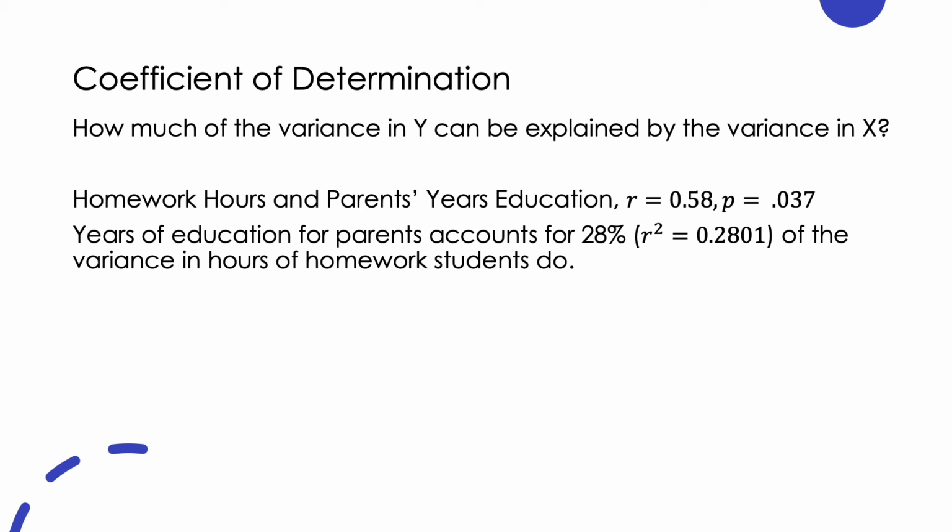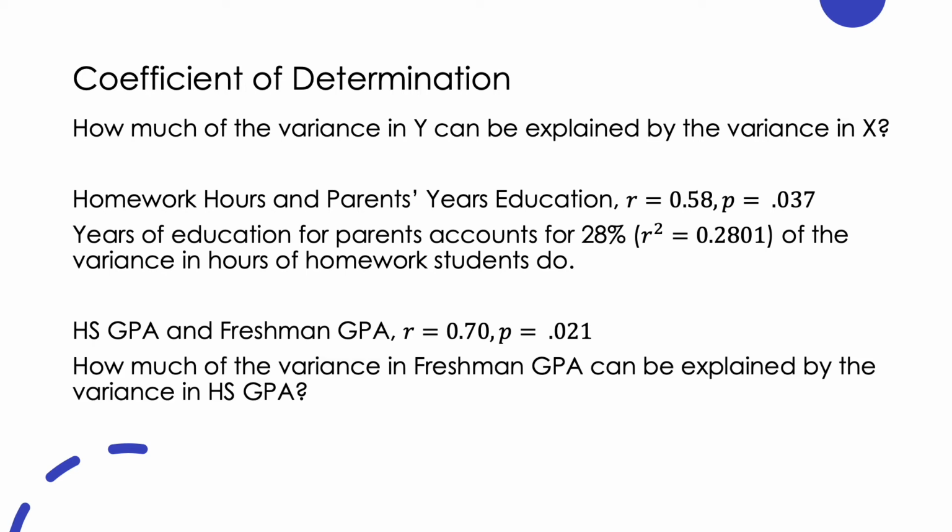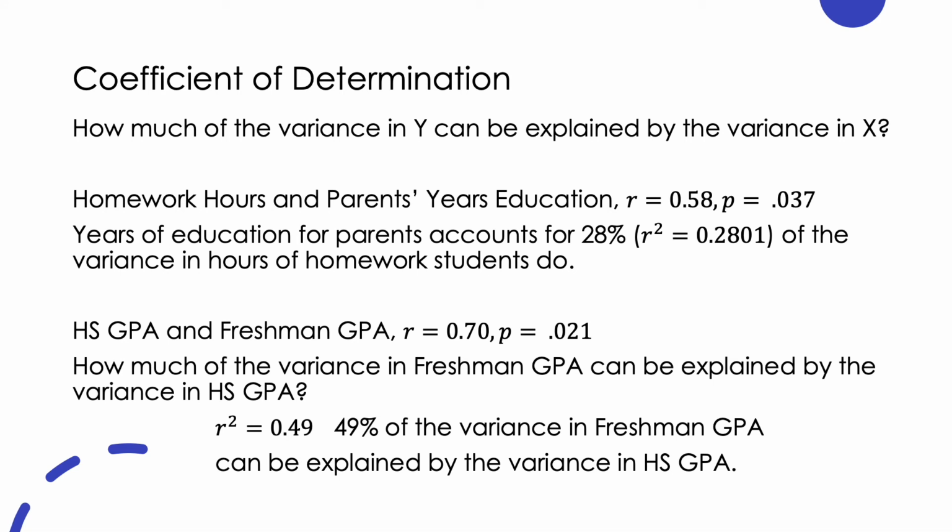Another example, I can find that there is a statistically significant positive correlation between high school GPA and freshman GPA. So I want to know how much of the variance can be explained by the high school GPA. By squaring that correlation coefficient, I can say that almost half of the variance in freshman GPA can be explained by the variance in the high school GPA.